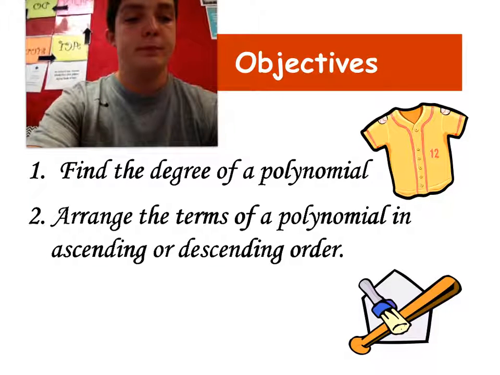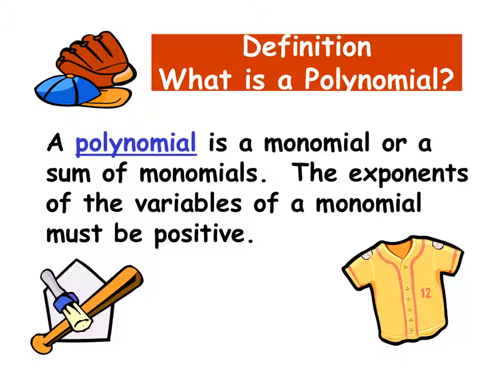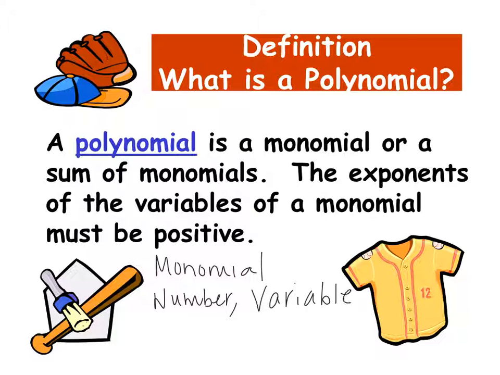Alright, so we're going to begin with the definition of a polynomial, which is a monomial or a sum of monomials. And just in case you don't remember, a monomial is a number. It can be a number. It can be a variable. Or it can be the product of a number and variables.